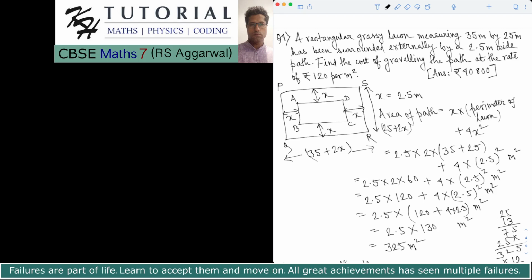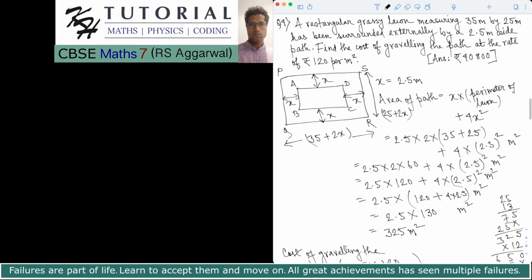So x is 2.5. What is the perimeter? 2 into length plus breadth, which is 35 plus 25, which is 60. Plus 4x square. So 2.5 multiplied by 120 plus 4 into 2.5 square. I have taken 2.5 as common. It becomes 2.5 multiplied by 120 plus 4 into 2.5. 120 plus 10 is 130. So it becomes 2.5 multiplied by 130 meter square.